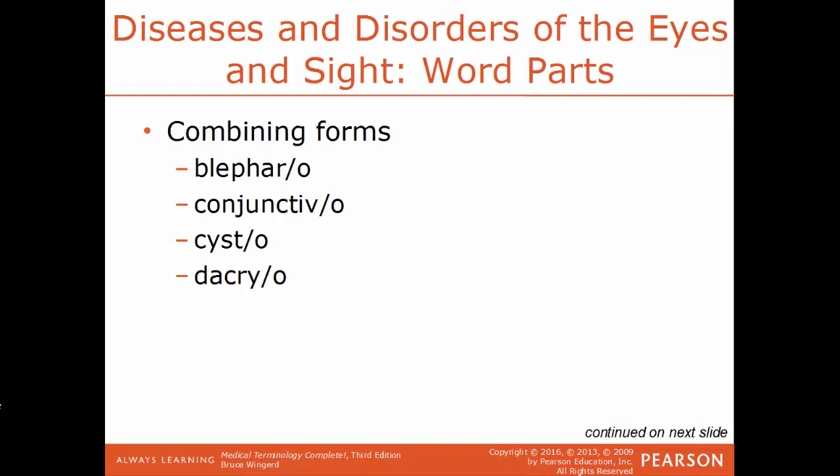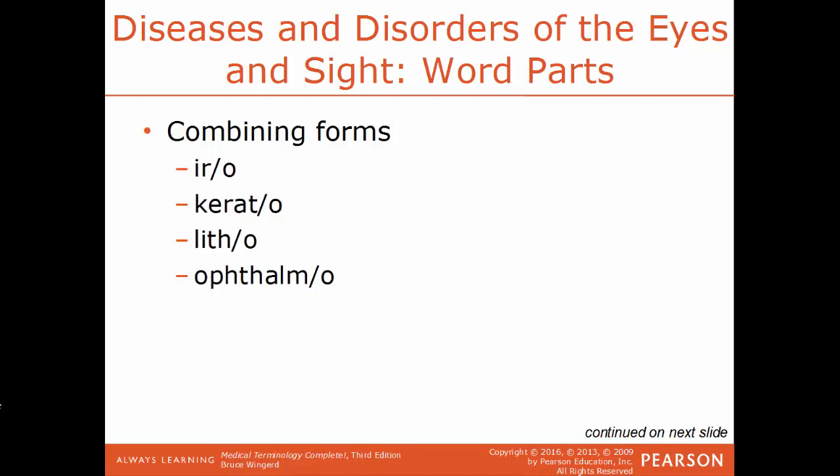Some common combining forms. Blepharo is a reference to the eyelid. Conjunctivo is a reference to the conjunctiva. Cysto is a reference to a cyst, a water-filled sac. And lacrimo is a reference to tears. Irido is a reference to the iris. Kerato is a reference to the cornea. Litho is a reference to a stone. And ophthalmo is a reference to the eye.